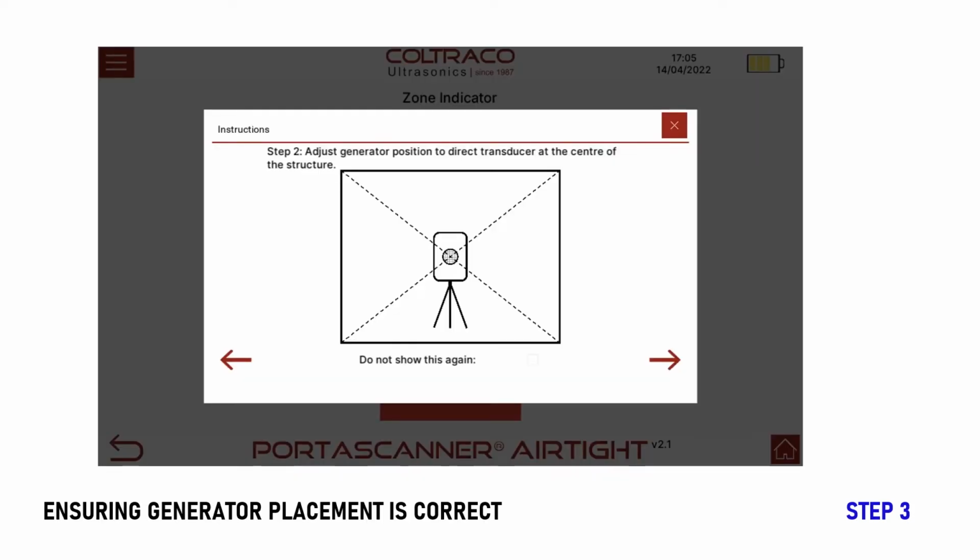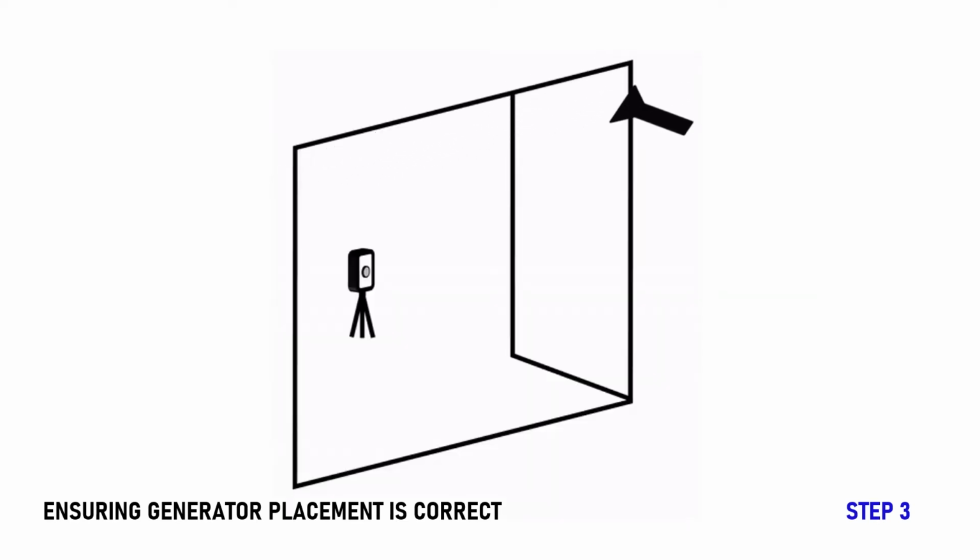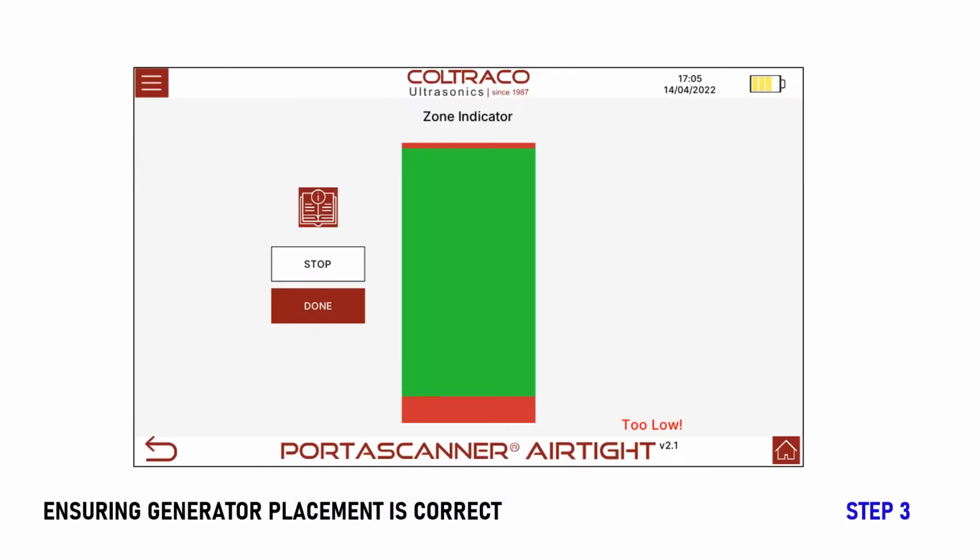Once a structure has been selected, you must turn on the generator and place it facing the center of the structure, at least 50 centimeters away from it, if possible. If the structure is openable, open it and trace the perimeter with the receiver wand facing the generator to ensure a suitable signal is picked up across the whole structure. The zone indicator on the screen will guide you.